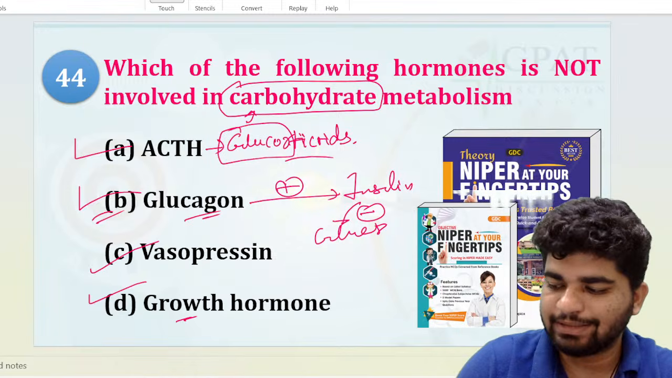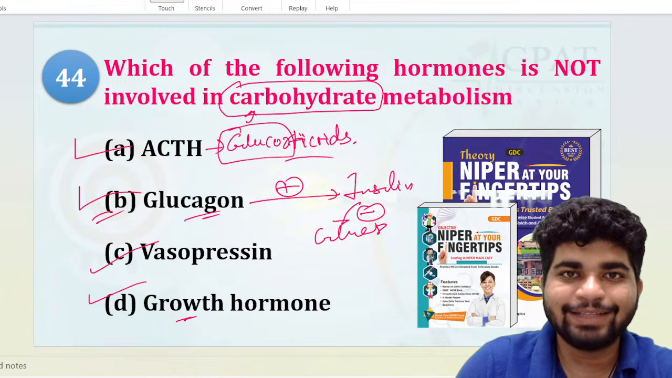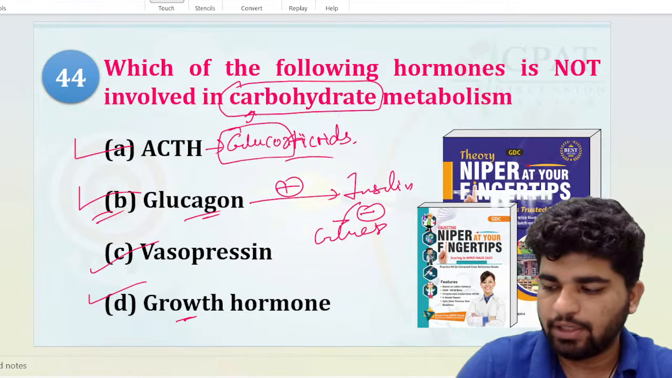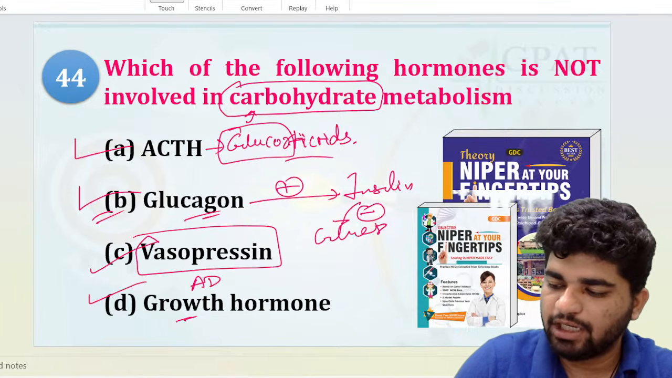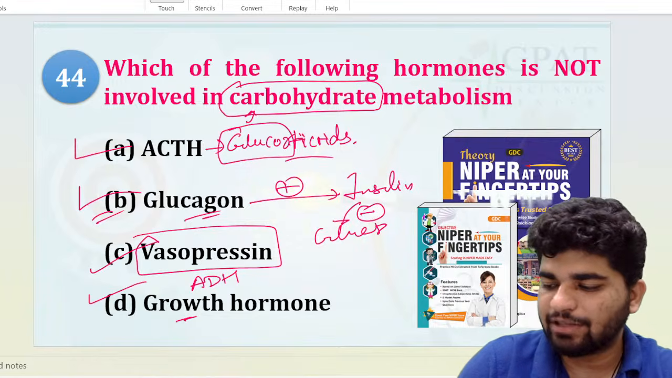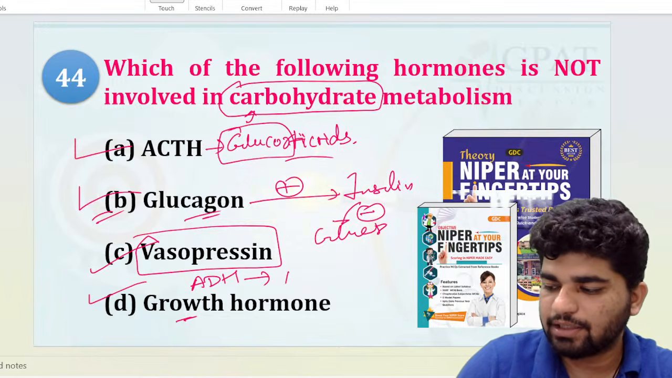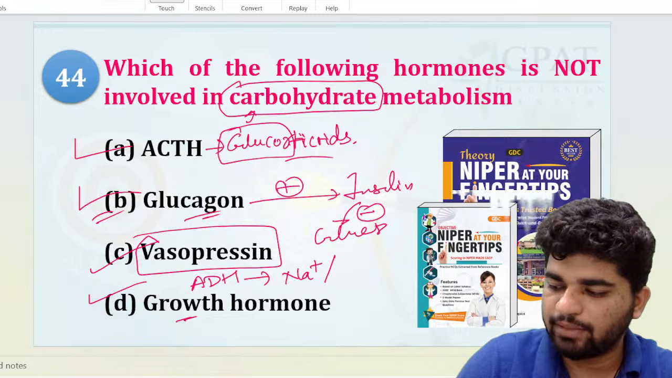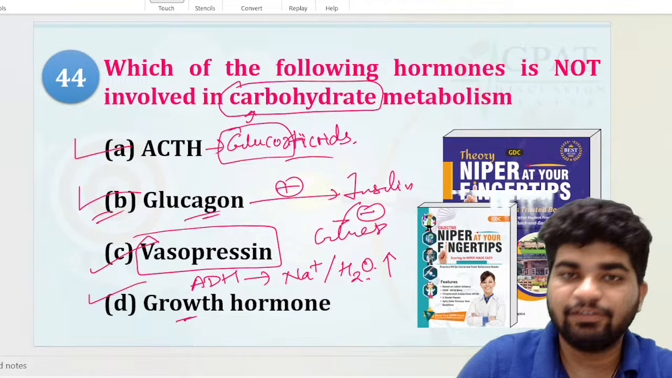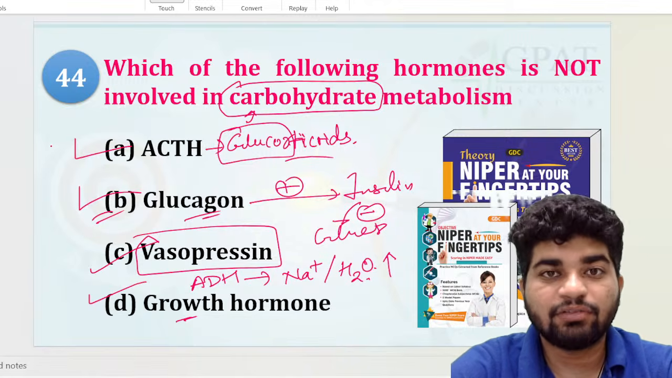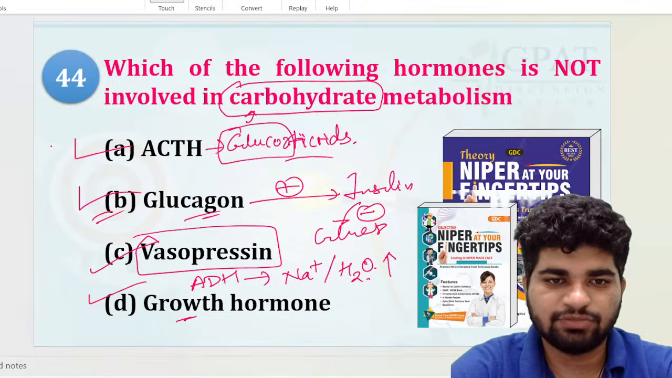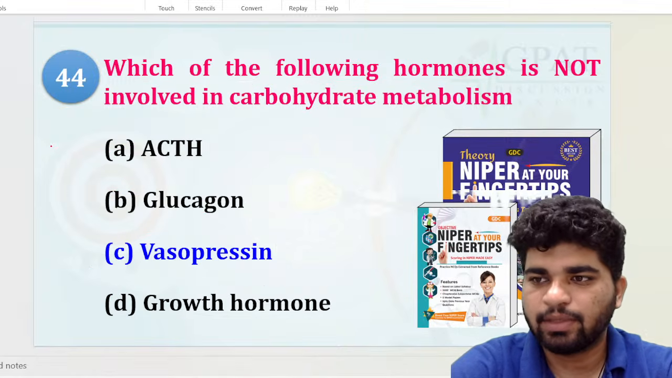Growth hormone, yes, growth hormone also increases the glucose levels, right? But vasopressin doesn't have that much. Vasopressin is nothing to deal with glucose. It is an antidiuretic hormone which has an association with sodium as well as water. They're going to increase the levels of sodium and water in your body. That is water retention. That's why vasopressin becomes your correct answer, right?